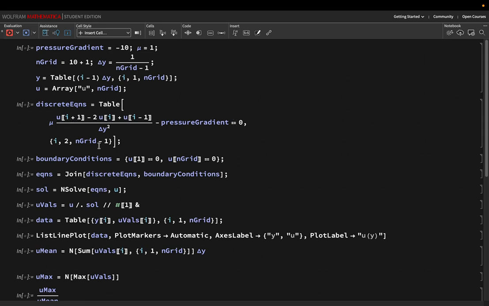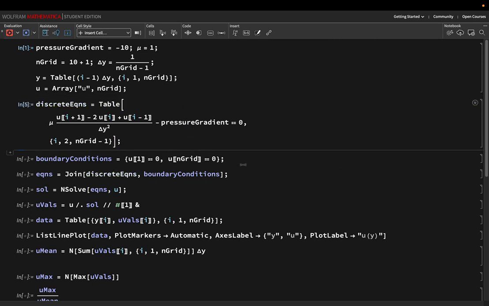So these discrete equations are basically for the interior cells, so you do it from i equal to 2 to n minus 1, and the boundary conditions are at i equal to 1, we have velocity should be 0, and similarly at the last grid point also velocity has to be 0 because both the plates are stationary. Now we will join both these equations and boundary conditions together and solve for them simultaneously.